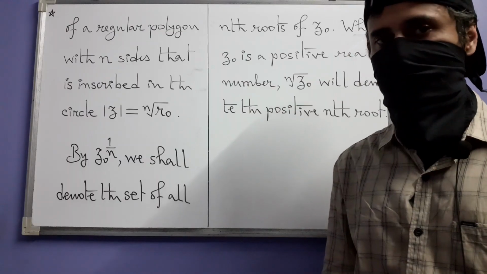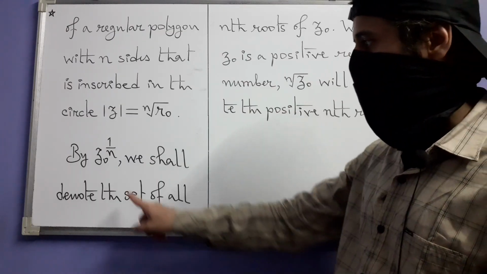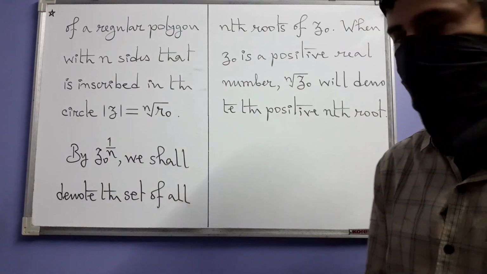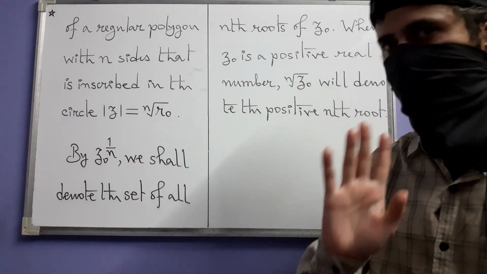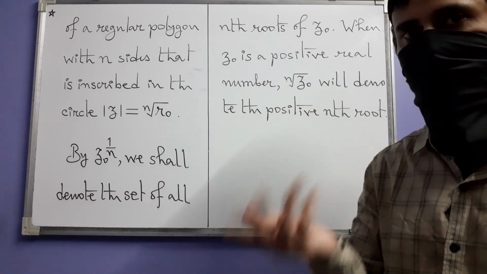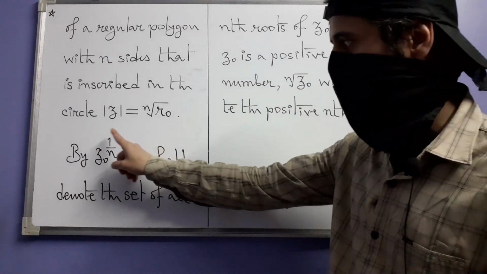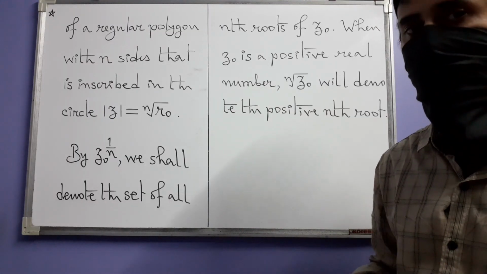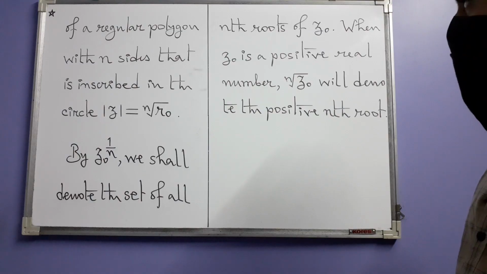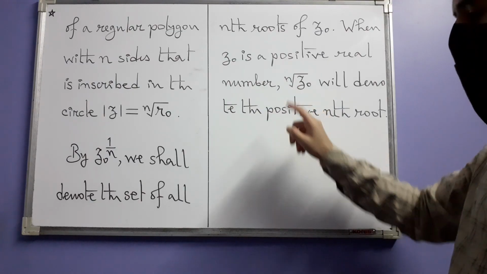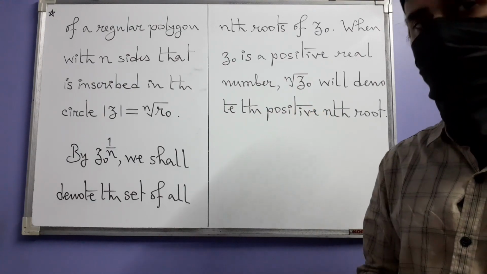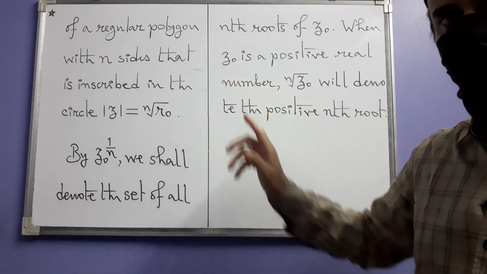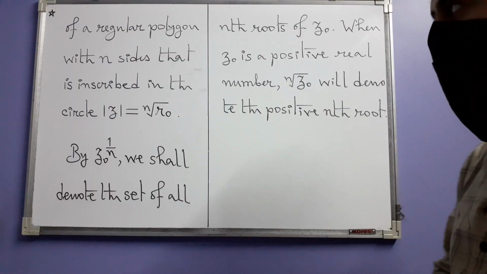We shall denote the set of all nth roots of z0 by this notation, z0 to the power 1 divided by n. Okay, so this is not a single complex number but rather a set of complex numbers. If you want to view it as a function, then it's not a traditional function but a multi-valued function. And we reserve this symbol to mean the positive nth root of a positive real number z0 that comes from real analysis.